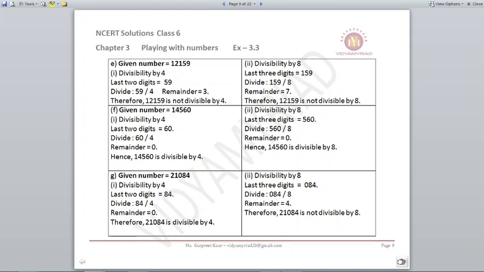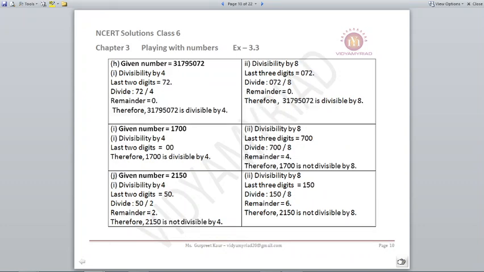Next, 21084. Now 84 is the last 2 digits. Divide by 4. Remainder is 0. So this number is divisible by 4. Last 3 digits are 084. Divide by 8. You get remainder 4. And thus it is not divisible by 8.